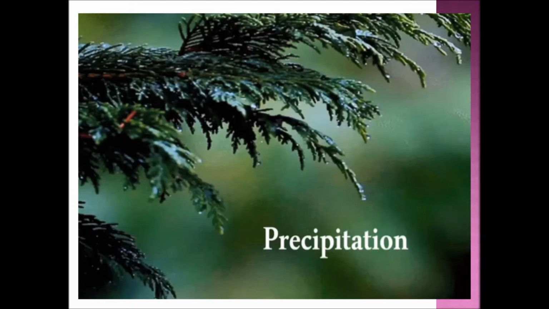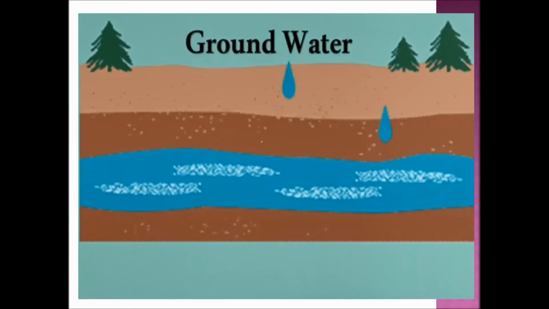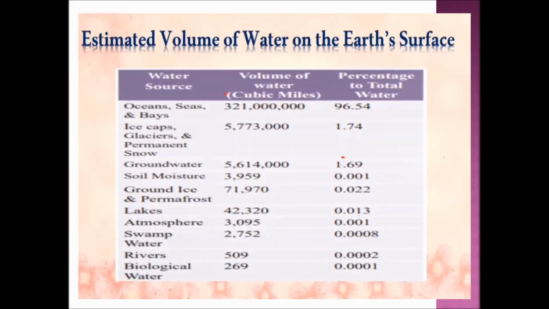Water is available in the form of precipitation. So the first source is precipitation. Then the second source is surface water. And the third one is groundwater. So these are all the three sources: first one is precipitation, second one is surface water, and the third one is groundwater. Next, we are going to see estimated volume of water on the earth's surface.